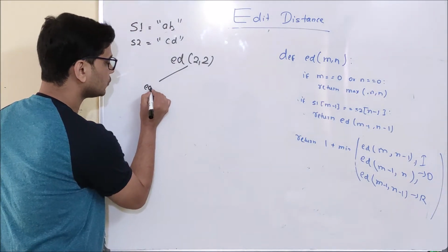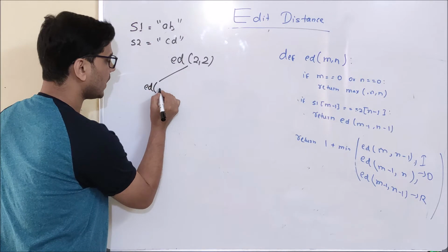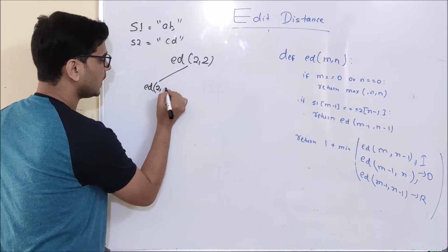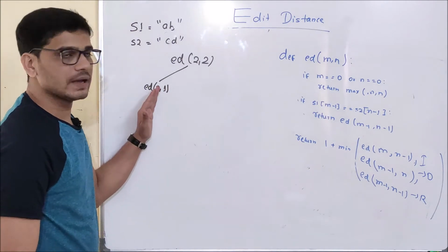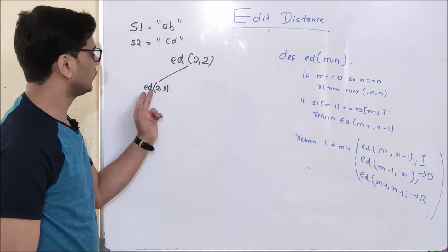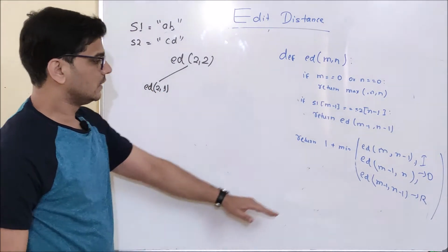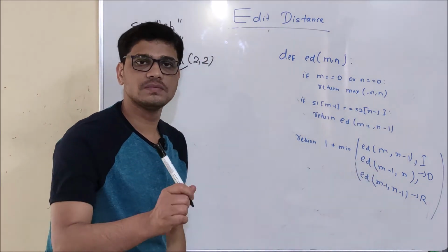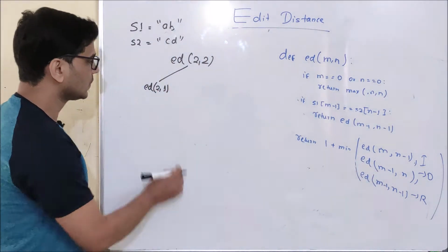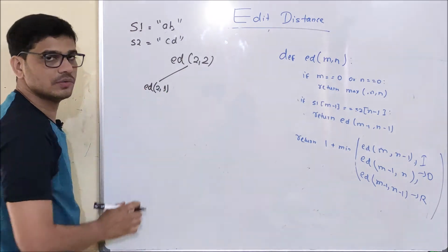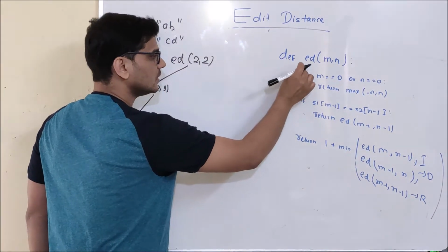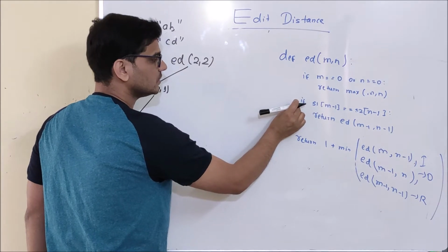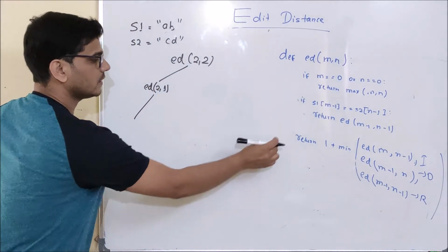When it performs insertion, it will make a function call to ed of m comma n minus 1. M is 2, n minus 1 is 1. Till the time it does not have the answer of ed of 2, 1, the deletion and replace parts will be on hold. So this function ed of 2, 1 will come for its execution. Again it will check this, it will be false. Again it will check this, it will be false. And control will come here.